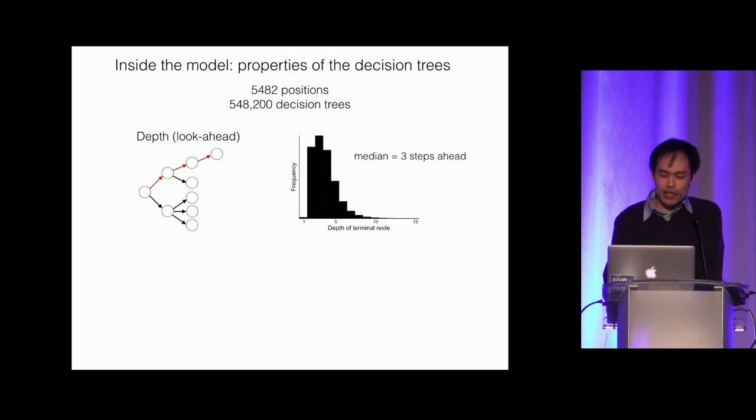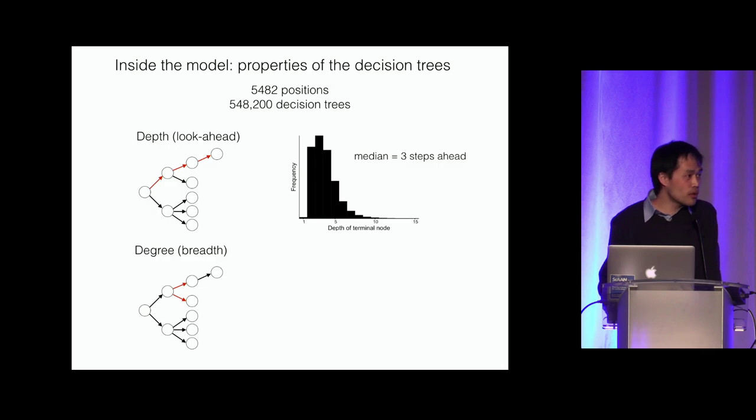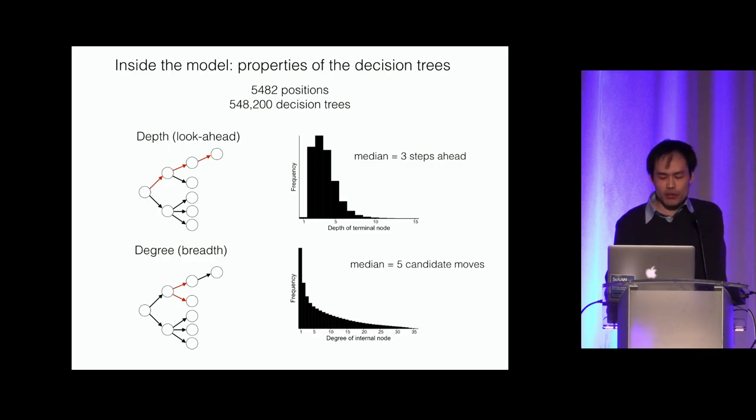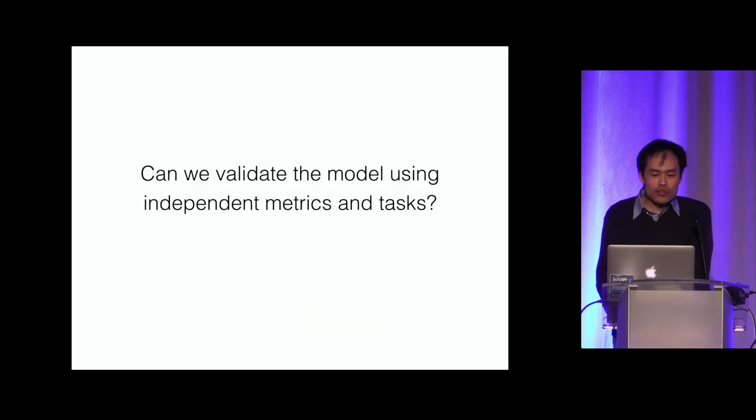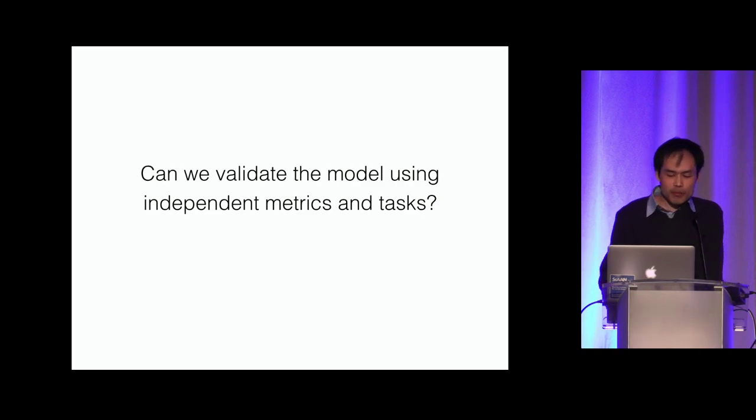Are you twos, are you threes? Okay, so the median is actually 3 steps ahead in our model fit. How many moves would you, on average, consider in a given position? That turns out to be 5. So can we validate this model using independent metrics and tasks?